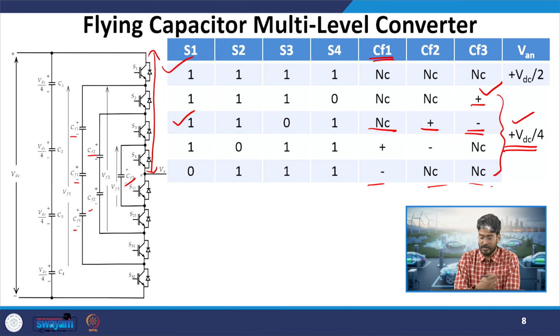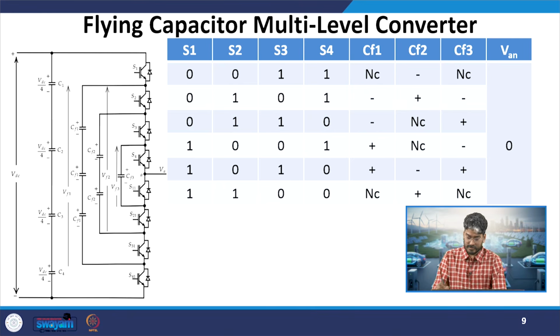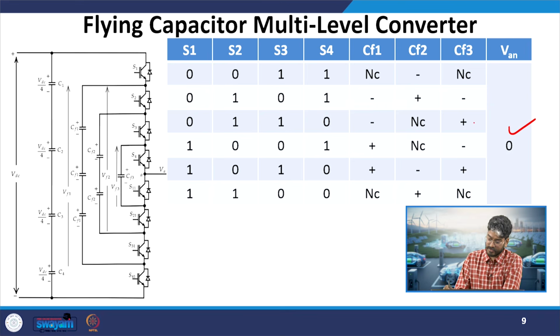So based on whether my voltage is at the desired level or not, and based on the current direction, I can select this redundant combination. Now let us see this 0 voltage. For 0 voltage we have 6 different combinations, so any one of these 6 combinations can be used to generate 0 voltage.